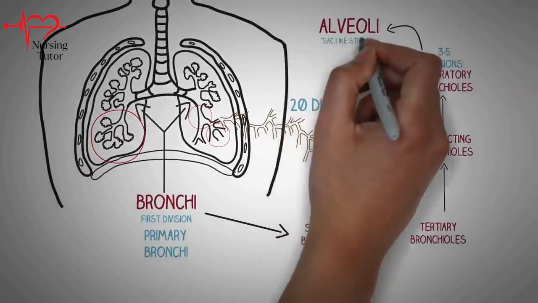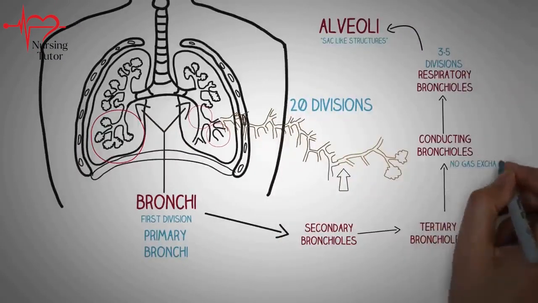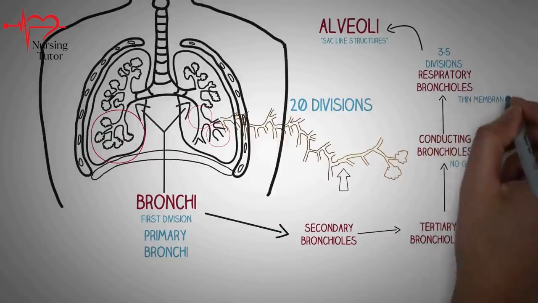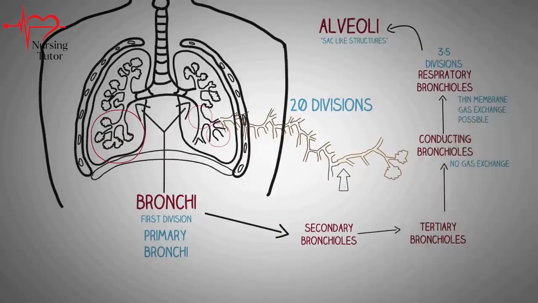The alveoli are sac-like structures in which the actual gas exchange happens. The conducting bronchioles are called conducting bronchioles because no gas exchange happens in them, since they have large or thick walls. But respiratory bronchioles have very thin walls and some amount of gas exchange can happen in these respiratory bronchioles. But the majority of the gas exchange happens in the alveoli because of their close proximity to the blood vessels.